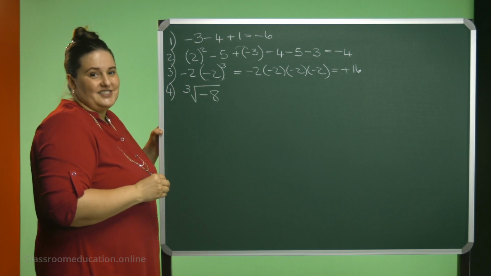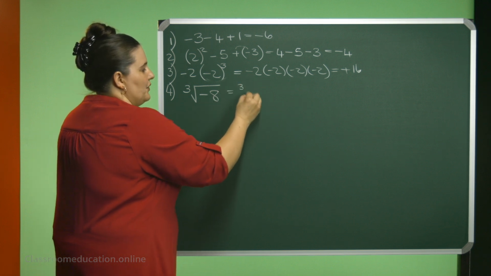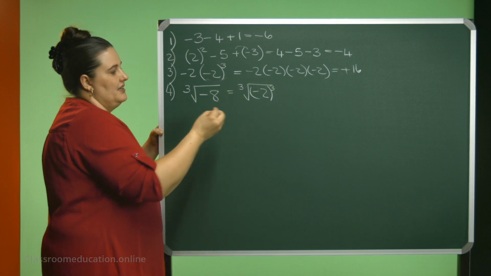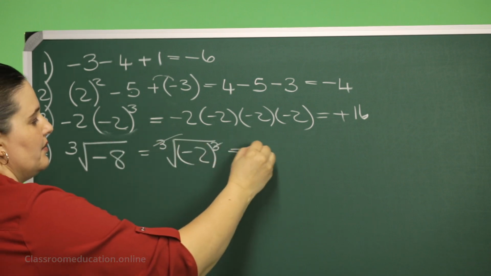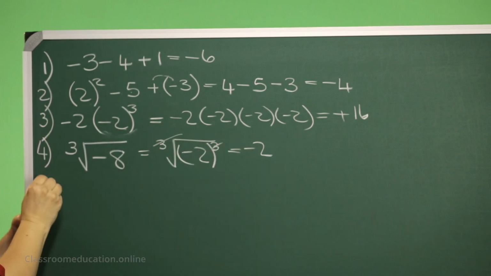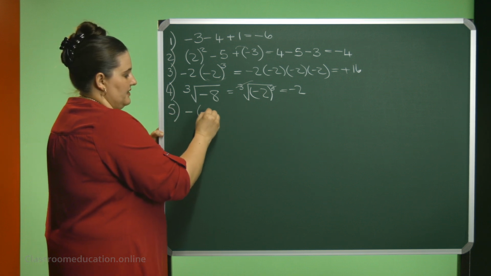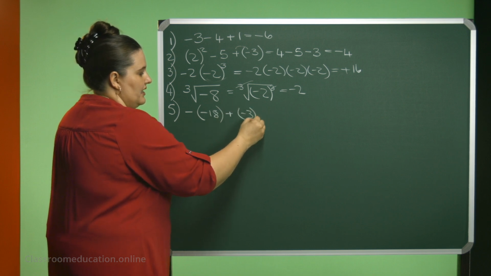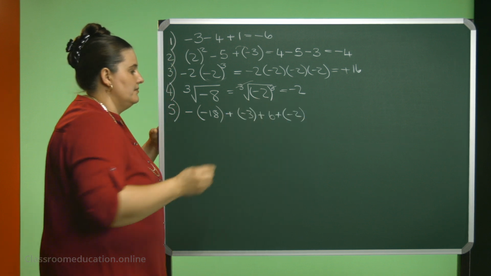What do you think is the answer? Okay, let's have a look. The cube root of -2 cubed. And the cube root and the cube will cancel out, so your answer will be -2. Number 5. -18 plus -3 plus 6 plus -2.